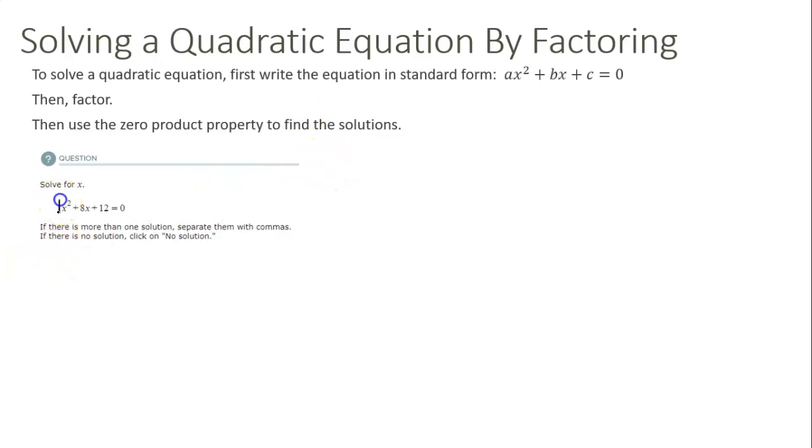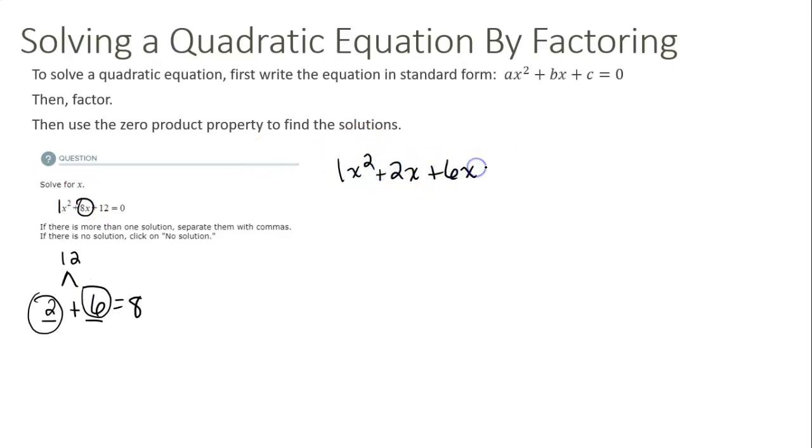We're going to multiply a, which is 1, times c. So we're looking for 2 things that multiply to be 12 and add to be 8. Well, 1 times 12 makes 12. 2 times 6 makes 12. There we go. 2 and 6 adds to be 8. This is what we're using to replace b. So this becomes 1x squared plus 2x plus 6x, and then we just bring down the plus 12, and I'm not going to worry about the equals 0 right now.